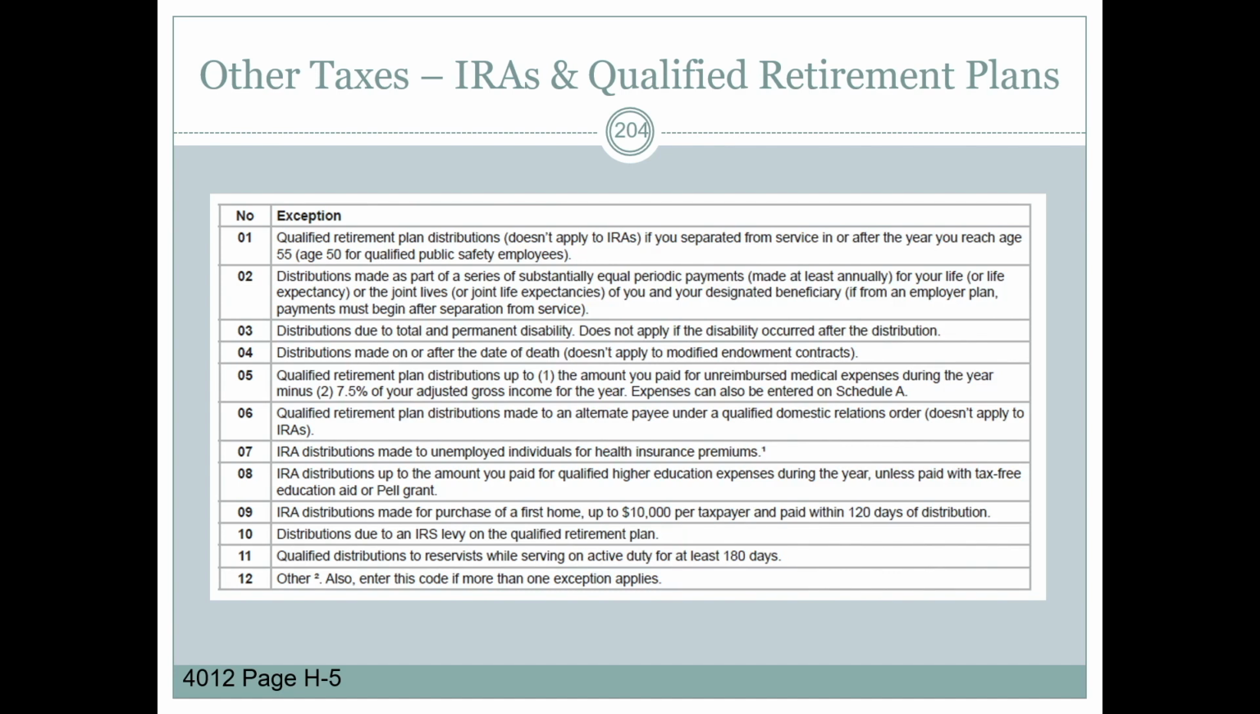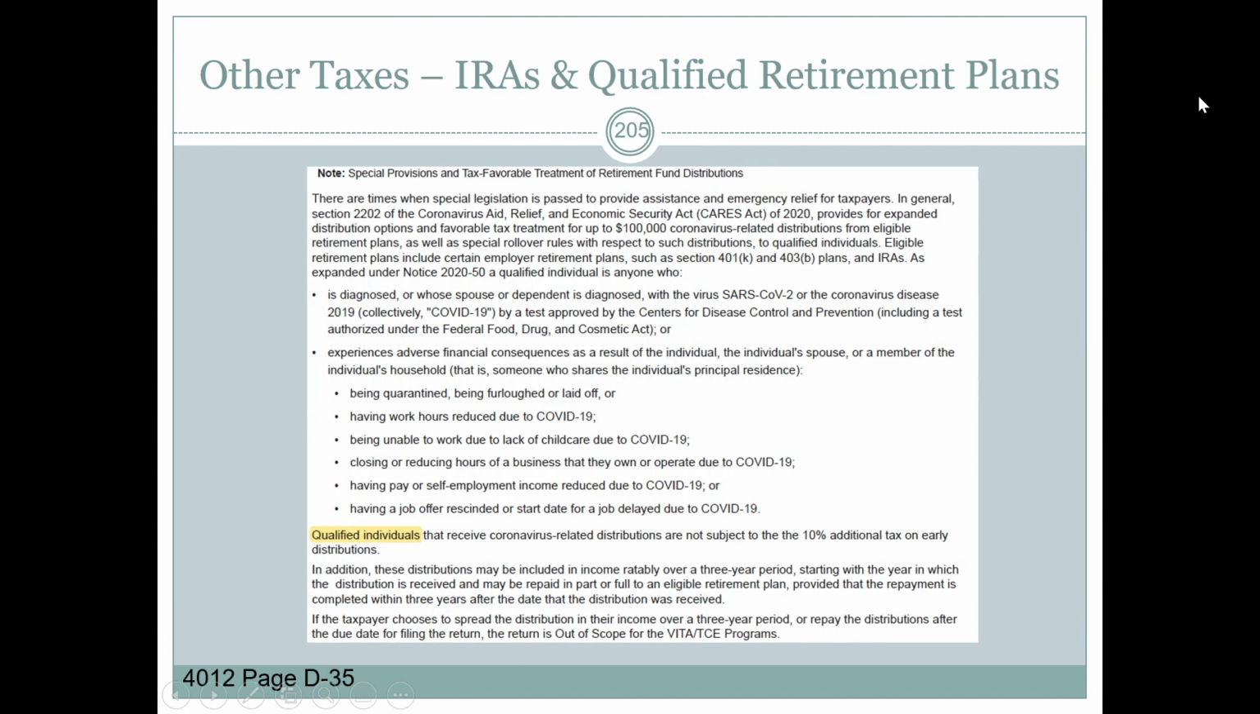Educational expenses, number 8, or medical expenses. These are the ones that we commonly see, but there are exceptions 1 through 12. Now there is an additional exception that's new this year, and it came about as a result of the CARES Act related to the coronavirus. There are times when special legislation is passed to provide assistance and emergency relief for taxpayers.